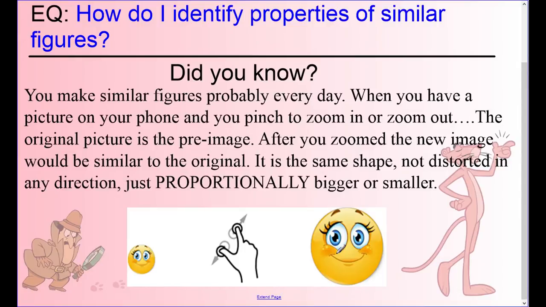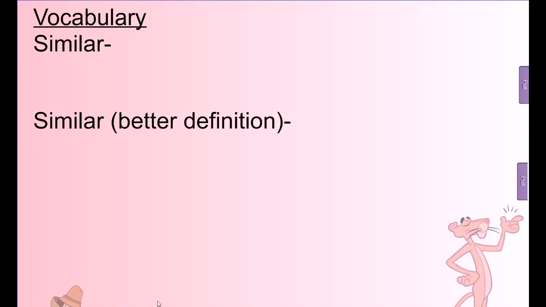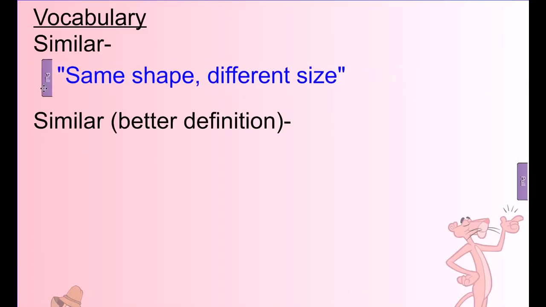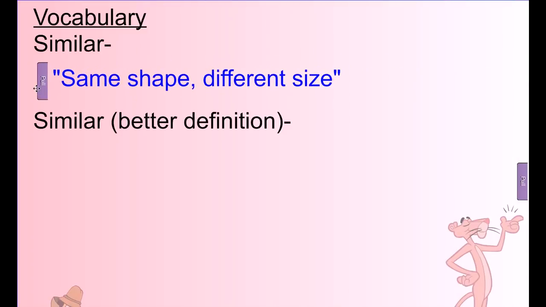Let's get started. We have 2 vocabulary words, and you see they're both the same. Both are the word similar. But we have one definition that's a little bit better and one that's not quite as good. This definition is not very good. I mean, it says same shape, different size. You might have heard that before. The problem with that is it's not very specific.